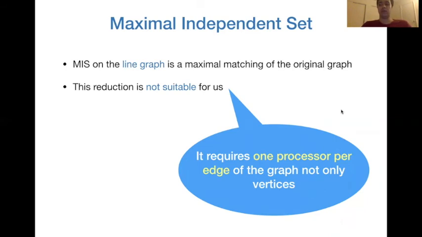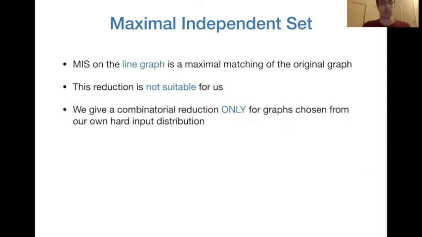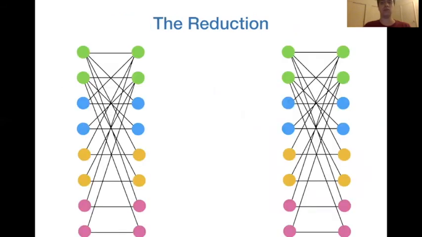This will create a lot of overhead in the messages and break the lower bound. So instead, we are going to give a reduction between the problems, but it only works for the particular hard instances that we have and the type of lower bound we prove. Let me show you briefly how the reduction works.